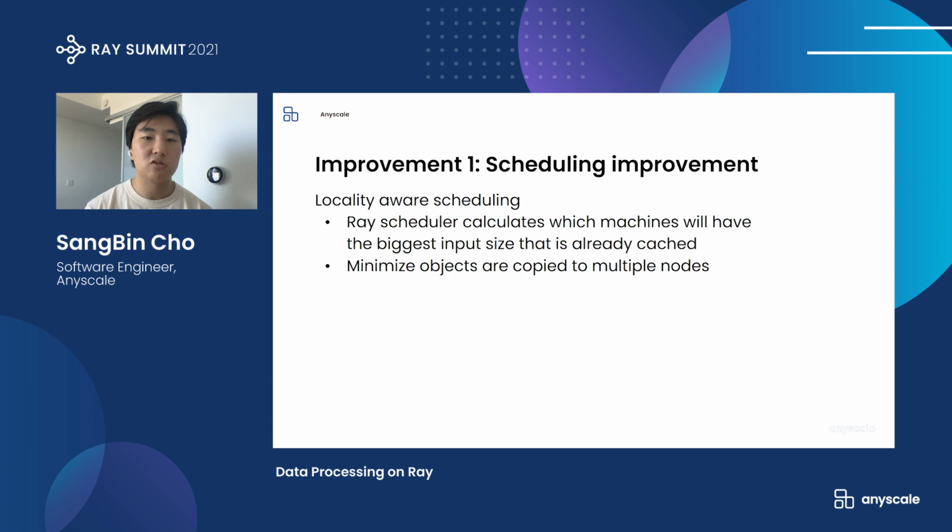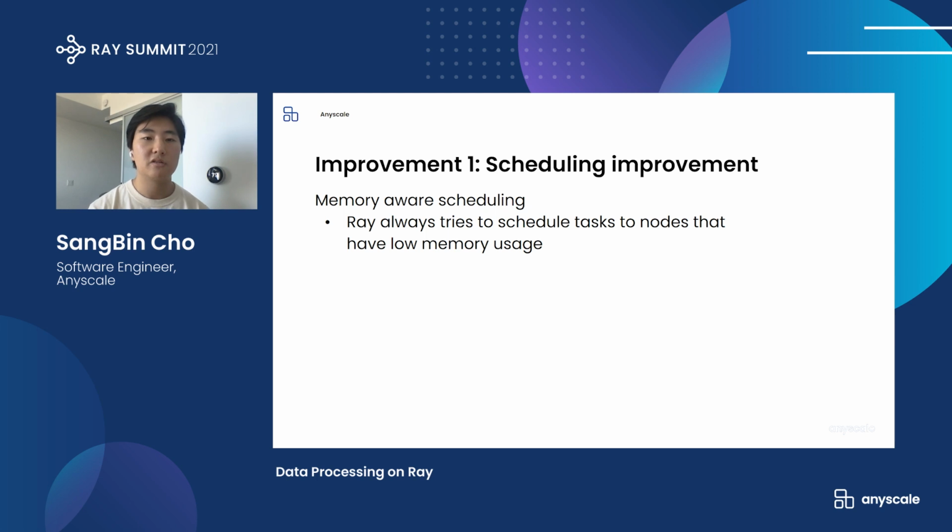So now Ray Scheduler is doing locality-aware scheduling. And it basically calculates which machine will have the biggest input size. When I say input, it's this input. The biggest input size that is already cached in each machine, and it's going to prefer that node when it's scheduled.